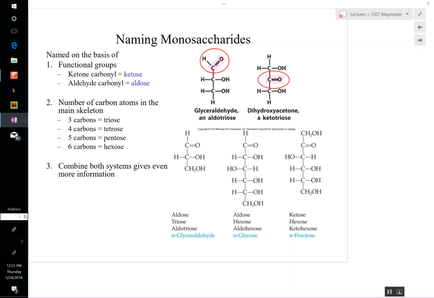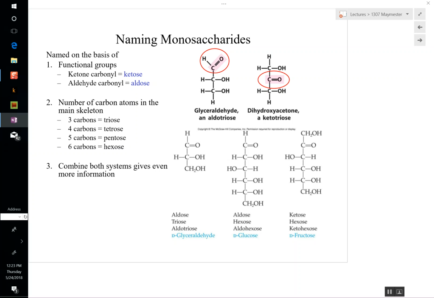Number of carbons, 3 carbons. It's a triose. So this is a triose. 6 carbons, this is a hexose. This is 6 carbons, so that is also a hexose. So what differs here? This is an aldohexose. It's an aldehyde functional 6 carbon saccharide. This is a ketohexose, a ketone functional 6 carbon saccharide.